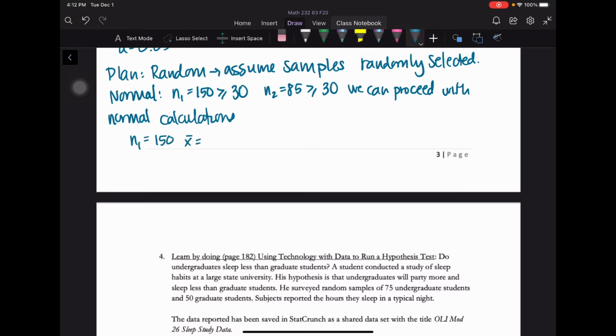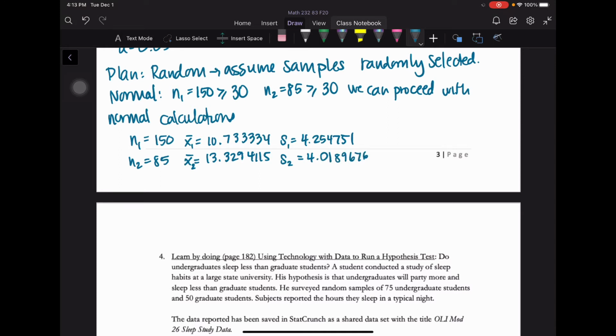We have the sample mean, 10.733334, and the sample standard deviation is equal to 4.254751. Sample size 2 is 85. Mean is 13.3294115. Standard deviation of the sample 2 is 4.0189676. A t-value of negative 4.657 with the degrees of freedom equal to 183.97 and a p-value of less than 0.0001.